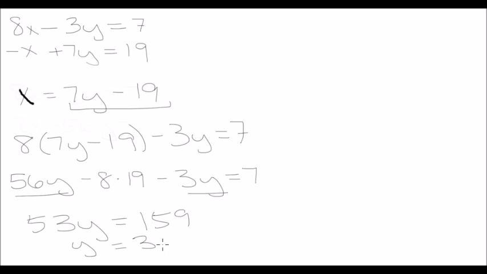From there, the solution is exactly the same. This time I'll plug it into the bottom equation rather than the top equation. So I get that negative x plus 7 times 3, which is 21, is equal to 19, so that I get that x is equal to 2.